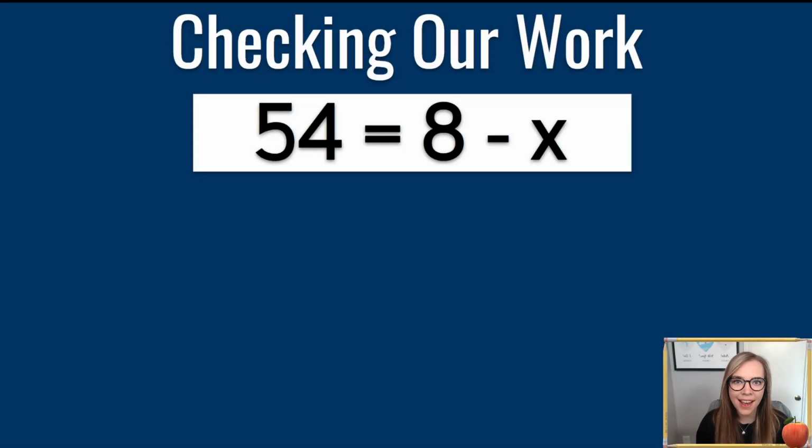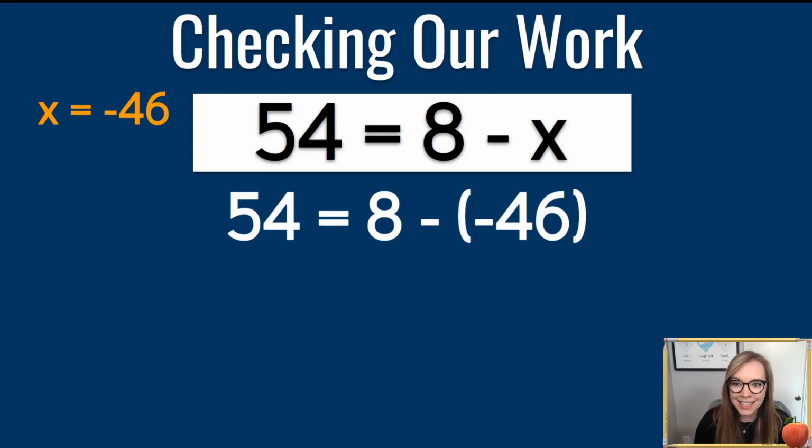All right, so let's go ahead and check our work, which means we're going to take the value that we found for x and replace the x in the problem with that new value. So I'm going to rewrite the equation, and now I have 54 equals 8 minus negative 46. And here again come our integer operations. We need to have a really good understanding of how to subtract negative numbers in order to be able to check our work with something like this.